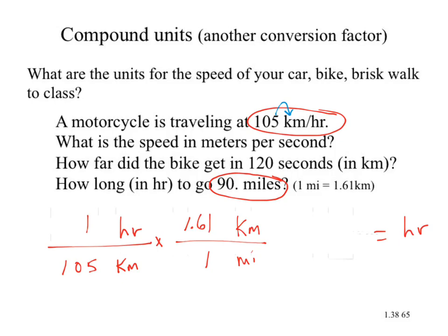What is my unit now? Hours over miles. I need to get rid of the miles. What do I need to do? 90 miles in the numerator over 1. What happens with the units? They cancel out, and I'd be left with hours.